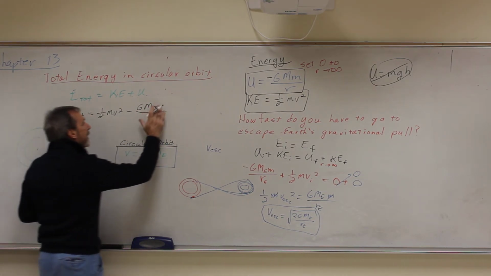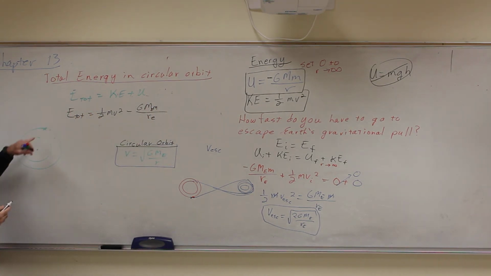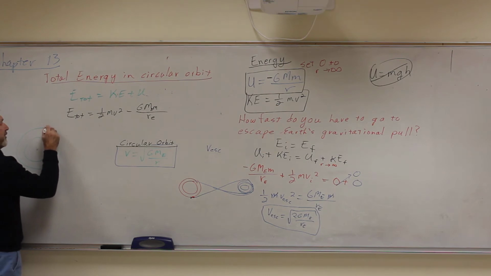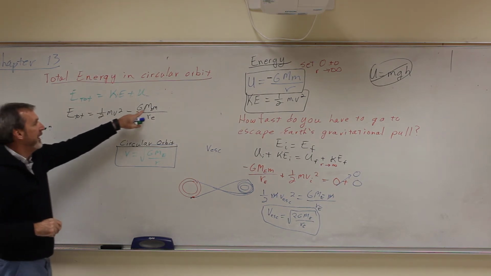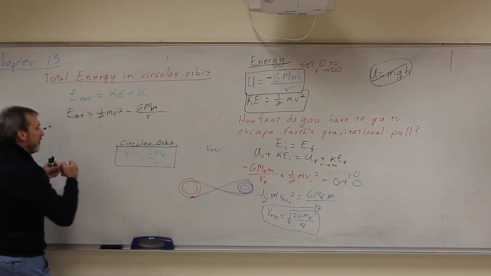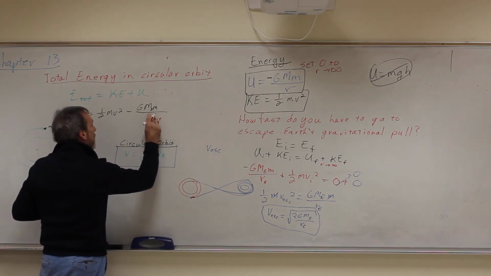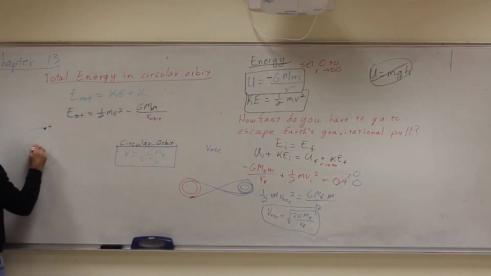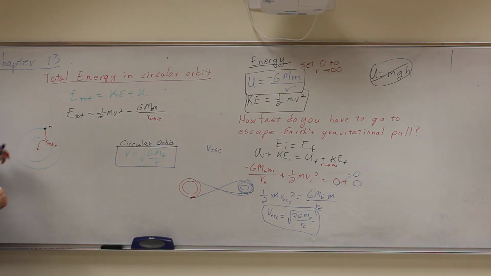Sorry, put that backwards. Me is the big M. So little m is the mass of the satellite going around, and big M is the mass of the Earth, over the radius, not the radius of the Earth, sorry. This is the radius of the orbit. So that's the distance from the center of the Earth to the satellite, however far out that is.